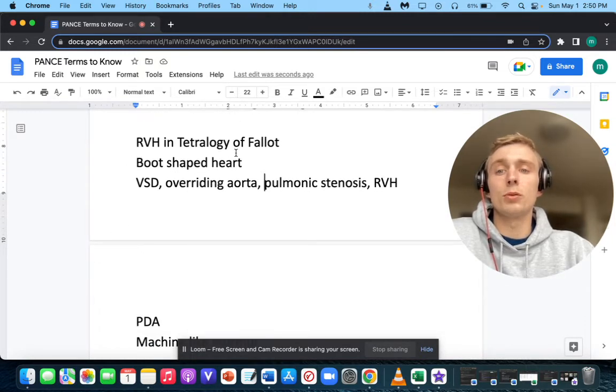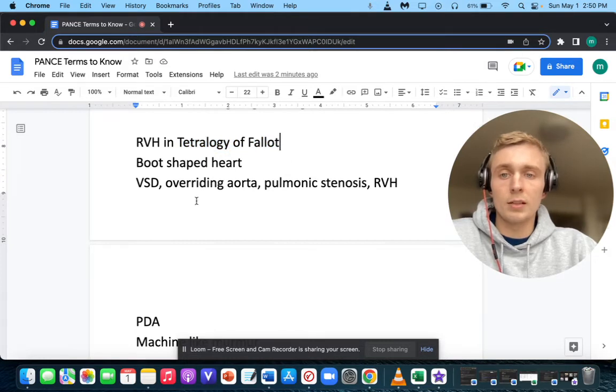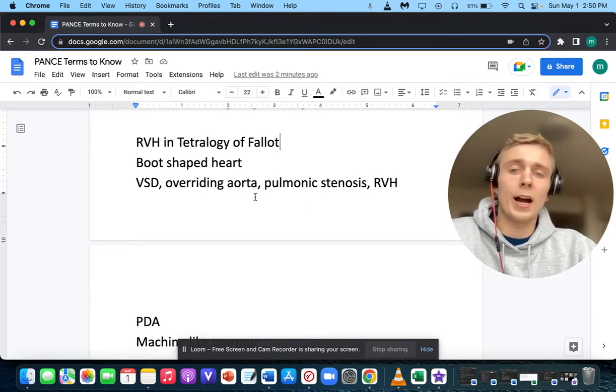What if I say a boot-shaped heart, a ventricular septal defect, an overriding aorta, and also pulmonary stenosis, and right ventricular hypertrophy? So that will be the tetralogy of Fallot. So tetralogy of Fallot, what are the 4 things found in tetralogy of Fallot? That's going to be the VSD, the RVH, the pulmonic stenosis, and the overriding aorta.